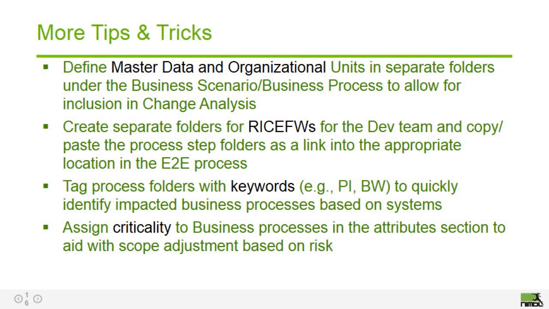Things such as RICEPs and RICEP Ws, create a separate folder for the development team. You're able to then create a copy of those particular RICEPs into your business process structure. So you're leaving an area for your development team, your ABAP team, to go and make modifications, and those modifications automatically reflect in the upper structure. Similarly, there are other things that you can do, such as capturing keywords and then criticality, which help you in determining what is the impact of change.